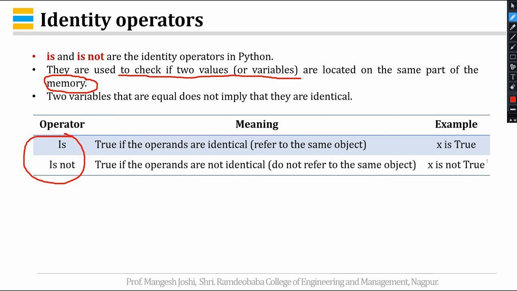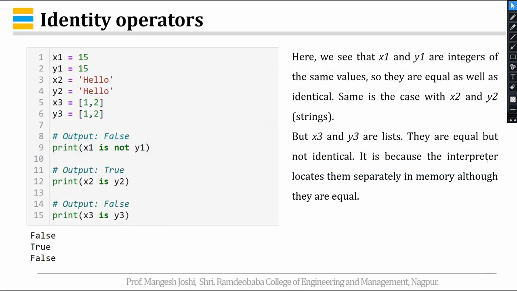It will return the true value if operands are identical, that is, they refer to the same object. "Is not" is true if operands are not identical, that is, they do not refer to the same object. Let us see this with the help of an example. In this, x1 is 15, y1 is 15, x2 is "hello", which is a string, y2 is again "hello", which is a string, x3 is a list, y3 is a list containing the same elements.